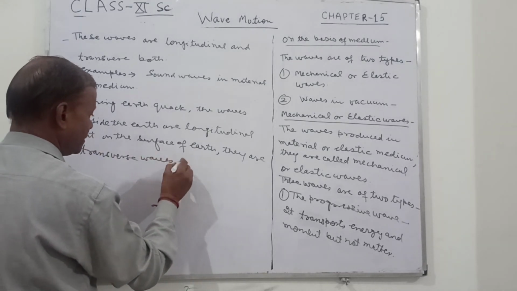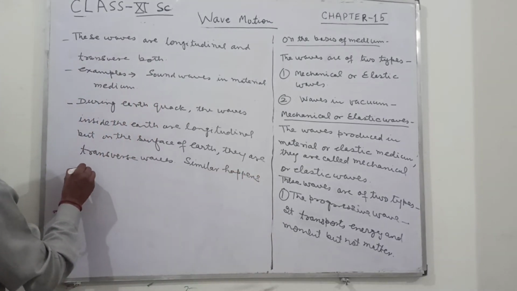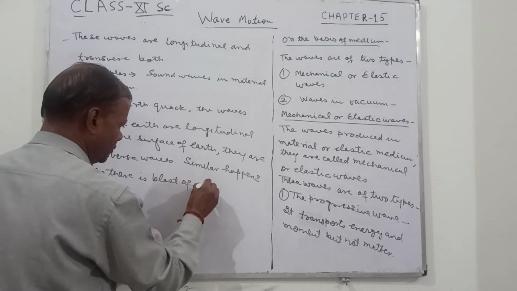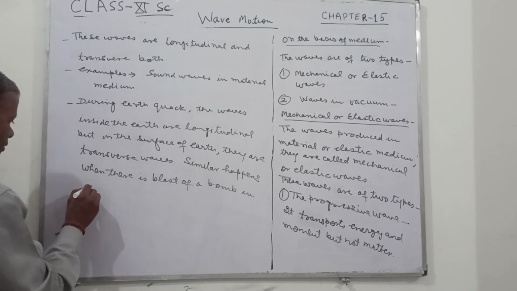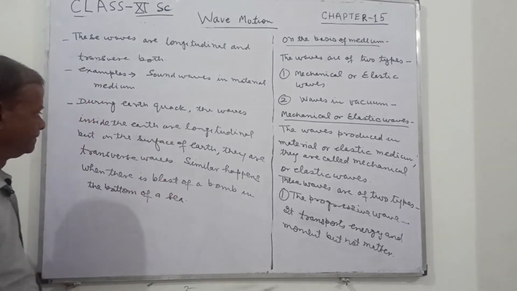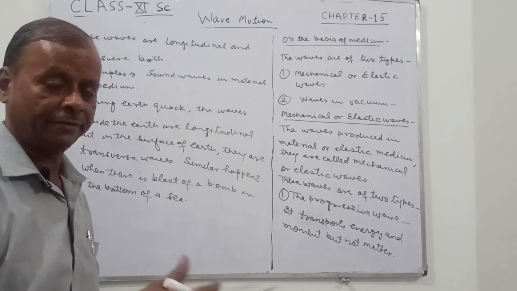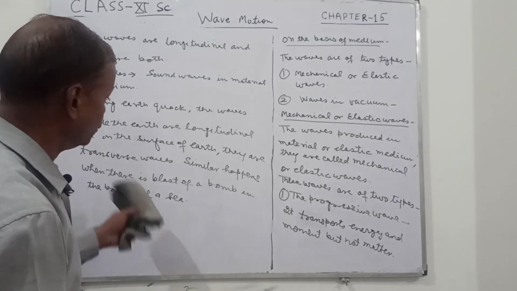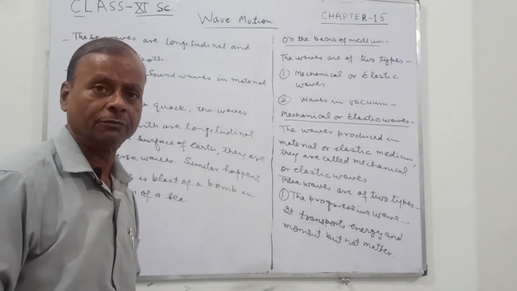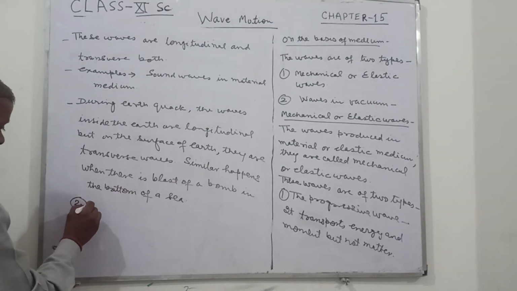Similar happens when there is a blast of a bomb in the water of a sea. Inside the water there are longitudinal waves, and when the waves are on the surface of the water, then they will be transverse. So they produce both. And the progressive waves are also represented graphically, as I have told you. There is no difference at all.